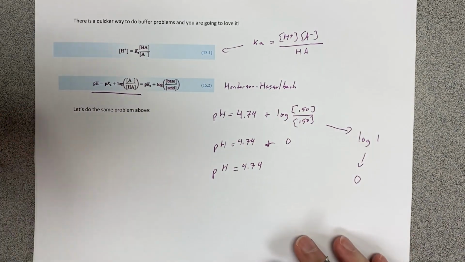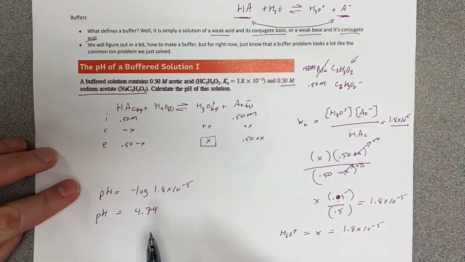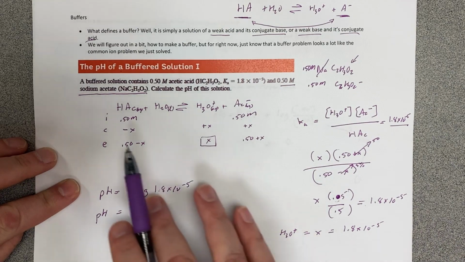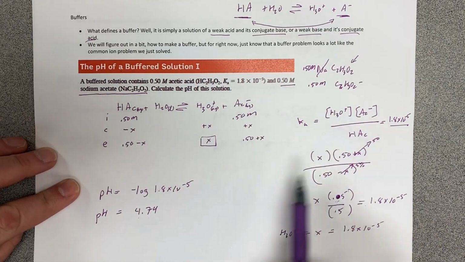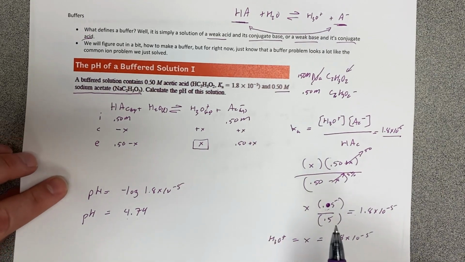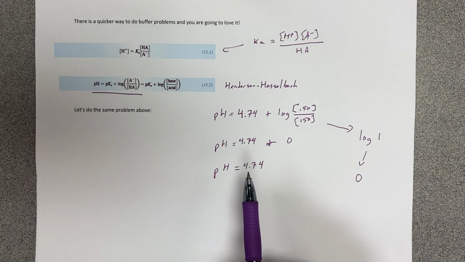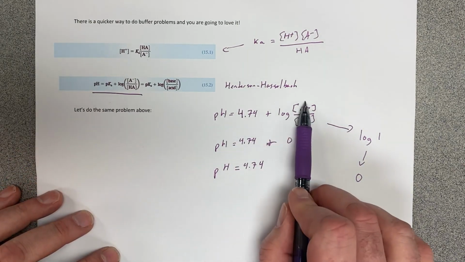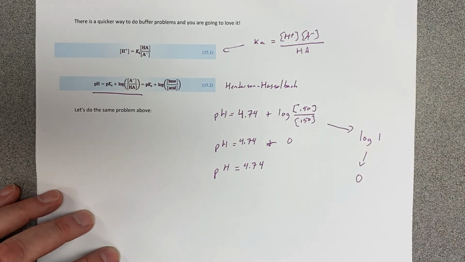Now, I don't want to rehash stuff, but take a look at the previous problem where we did the whole ice problem. Didn't we get 4.74 by doing all this math here? In this particular problem, because we had equal amounts of these two, the ice problem became really straightforward. But it becomes even better when these numbers are not the same, because the Henderson-Hasselbalch equation right here allows us, if we know our Ka and we know our initial quantities, to plug them in right here without ever having to do an ice problem.